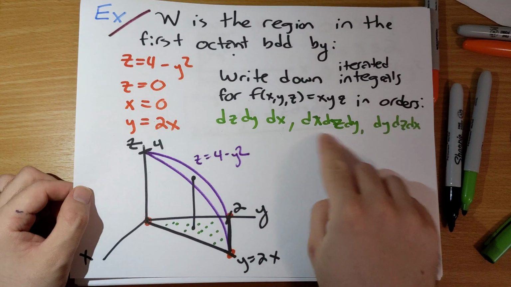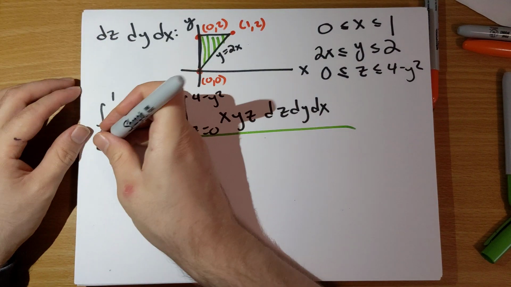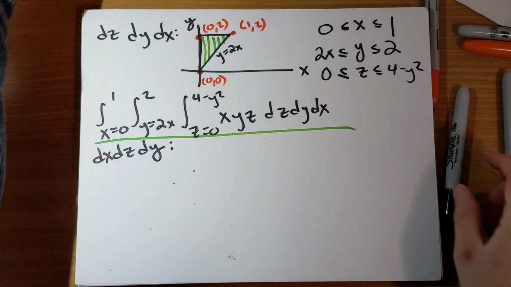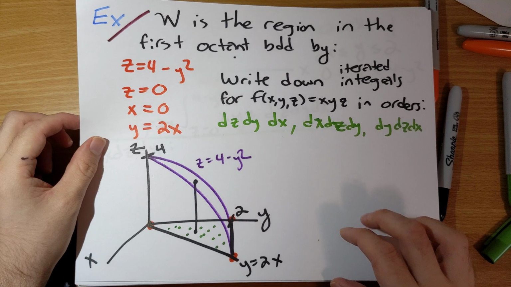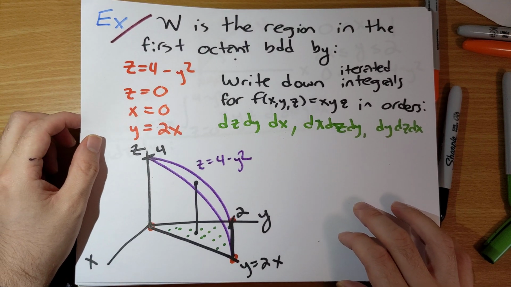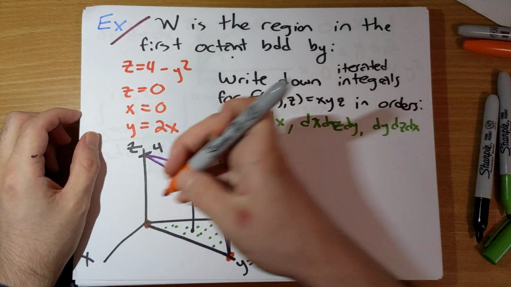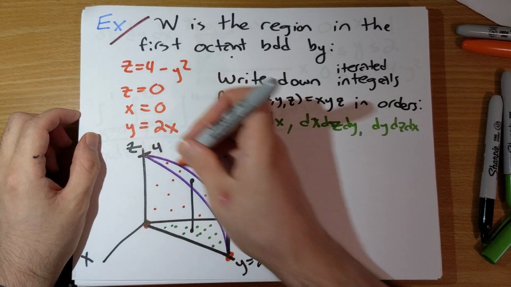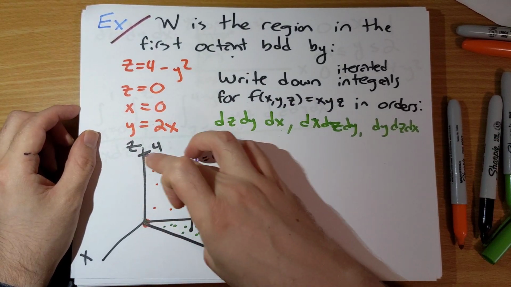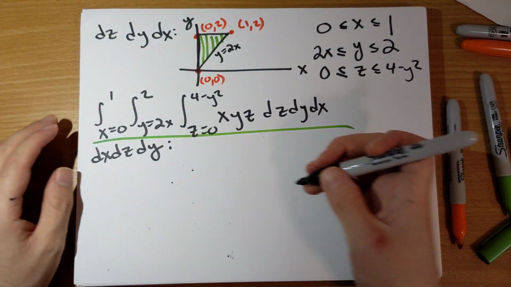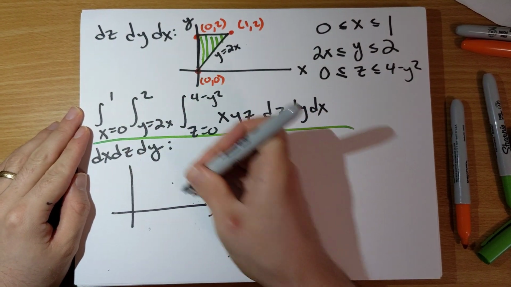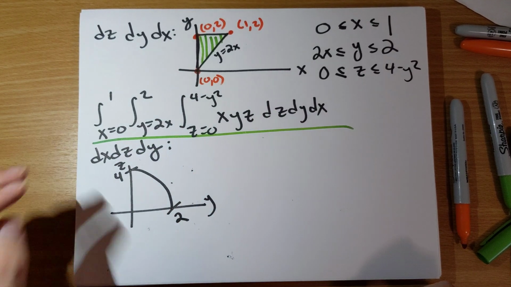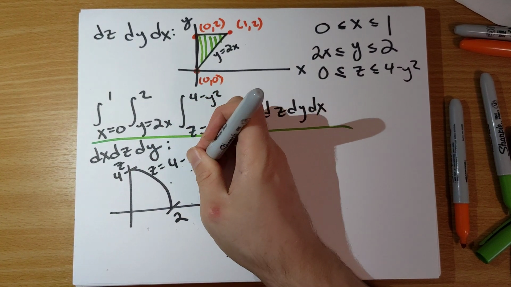Now our next choice here, dx, dz, dy. Okay, so now we need to project into the yz plane. So this region right here is the projection into the yz plane. So there z is 4, y equals 2. This is z equals 4 minus y squared.